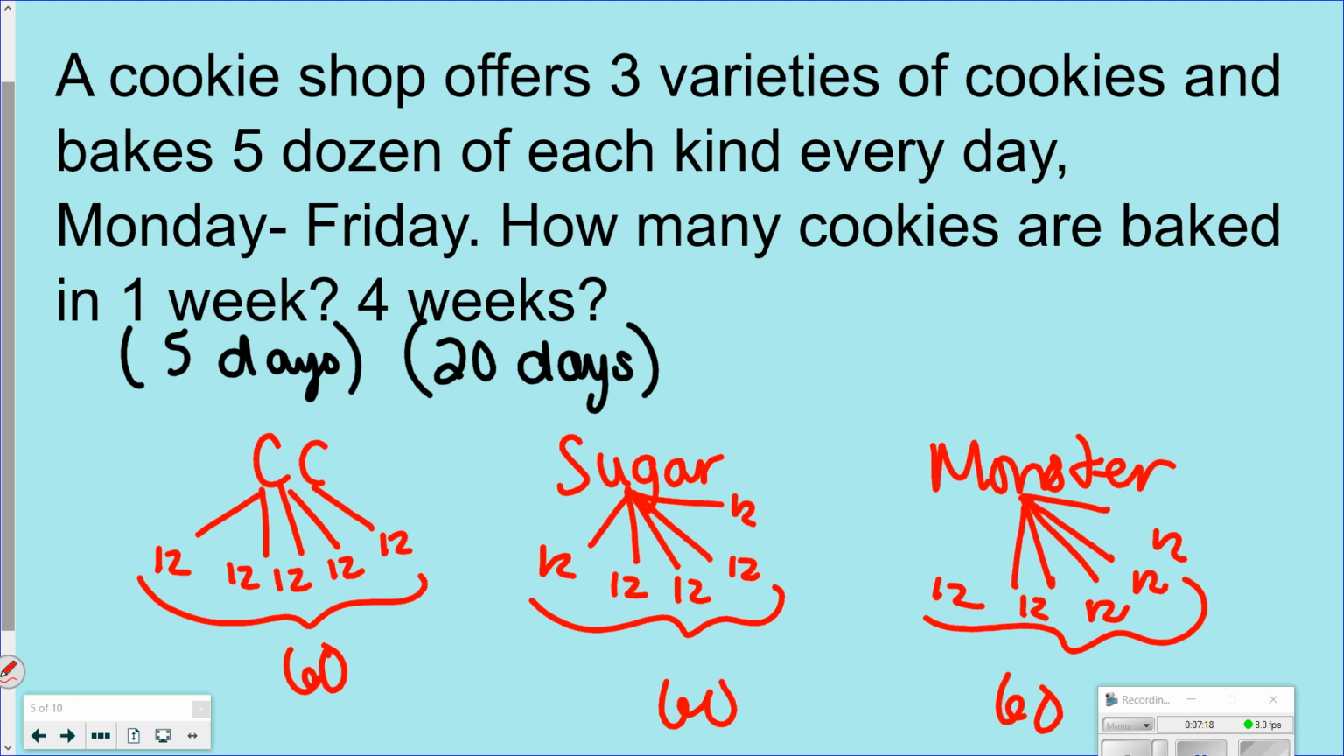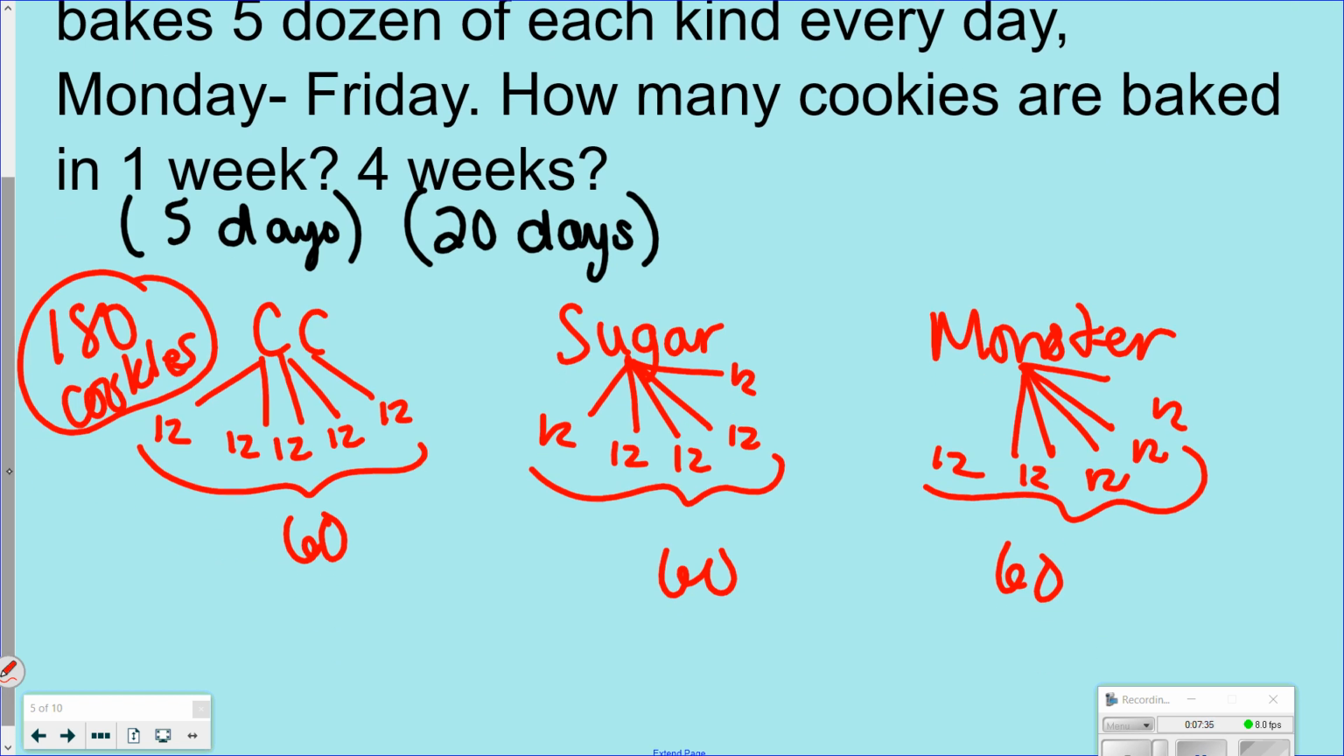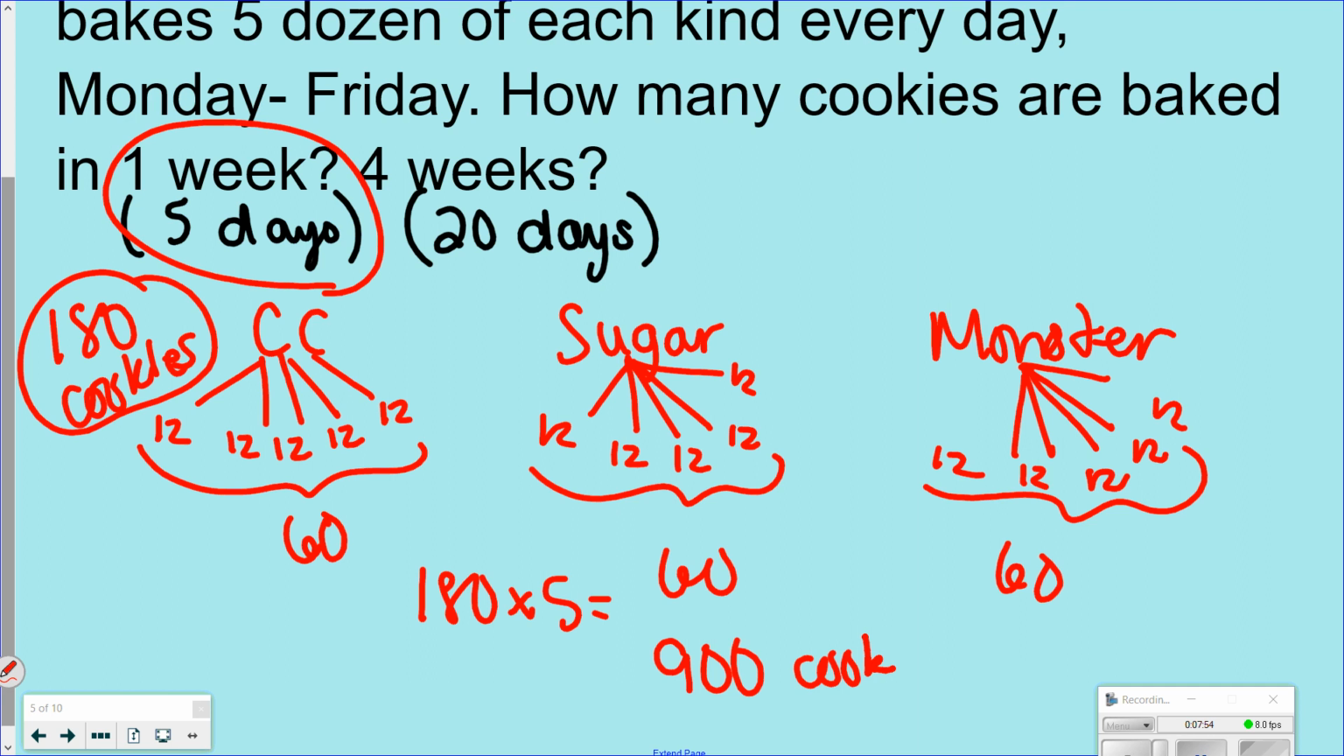So in 1 day, remember, this is just 1 day, they do 180 cookies. That's in 1 day. That's not even 1 week yet. So if I know this is 1 day, I would take 180 times 5, because we're solving the first question. I'm doing it on my calculator just to save time. So I know it's 900 cookies in those 5 days. That's a lot of cookies.